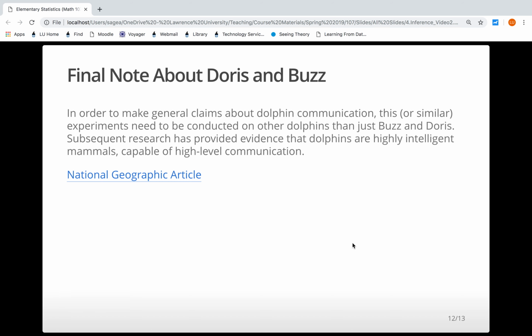A final note about the dolphin study. In order to make general claims about dolphin communication such as this, research needs to be able to be reproducible. And subsequent studies have shown that dolphins are indeed highly intelligent mammals capable of high-level communication. In the slides, there's a link to a National Geographic article describing dolphin communication and research that has been done about it.